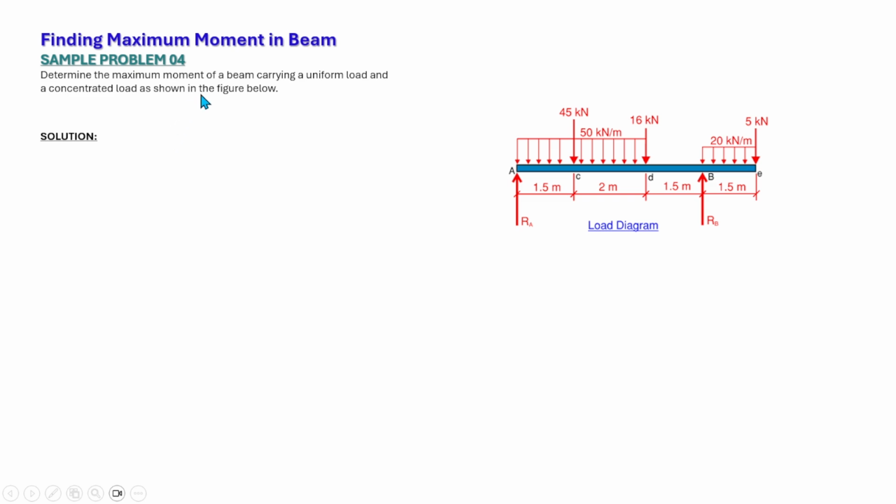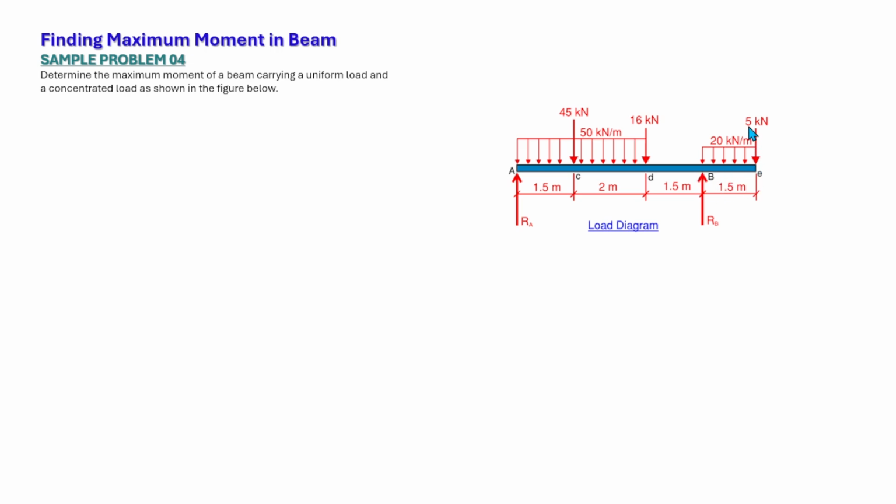Determine the maximum moment of a beam carrying a uniform load and a concentrated load as shown in the figure below. So here we have a load diagram for this beam. We have the 50 kilonewtons per meter uniform load extended from point A to point D. And also we have 20 kilonewtons per meter from point B to E, which is in the cantilever end.